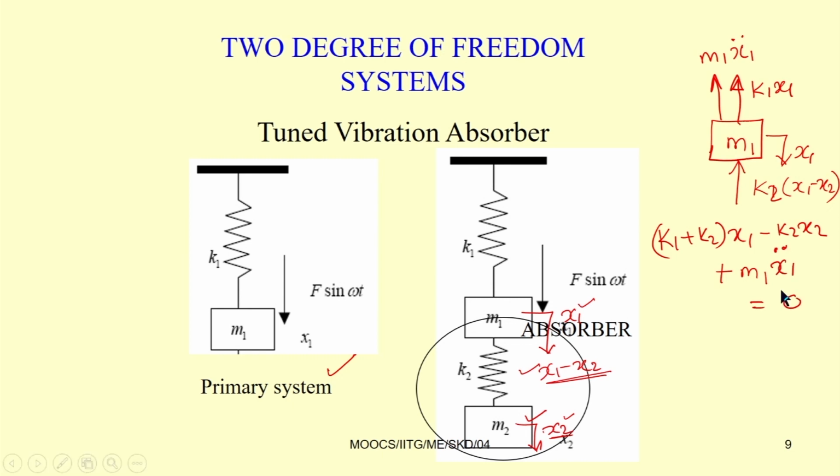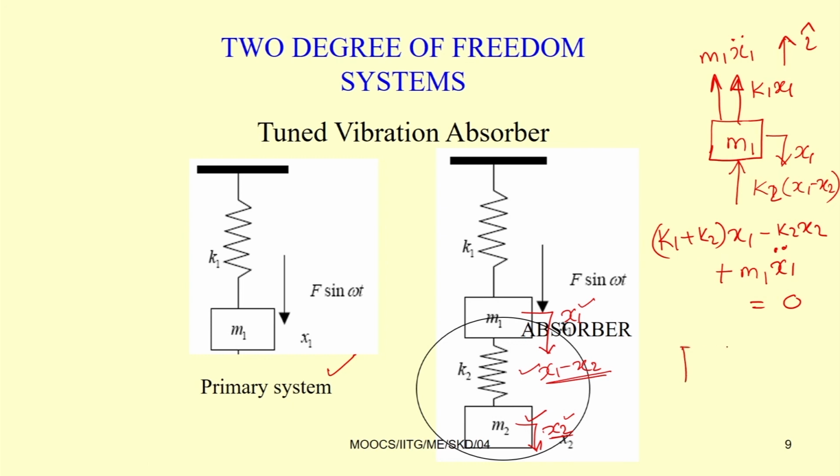If we are writing using Newton's second law, taking this direction as positive, the inertia term will be in the negative direction. It could have been written (k1 plus k2) x1 minus k2 x2 equal to minus m1 x1 double dot, or we can write this equation by taking the inertia force to that side: m1 x1 double dot plus (k1 plus k2) x1 minus k2 x2 equal to 0.